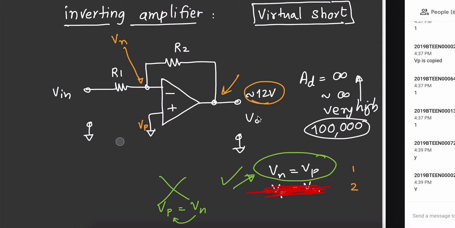That cannot happen. Let me show that. This voltage cannot be copied onto this because this is already fixed. You cannot change this, it is fixed. So this can go here, but this cannot come here. Understood this?